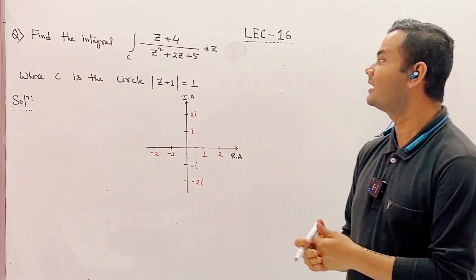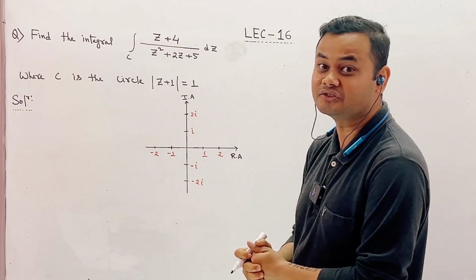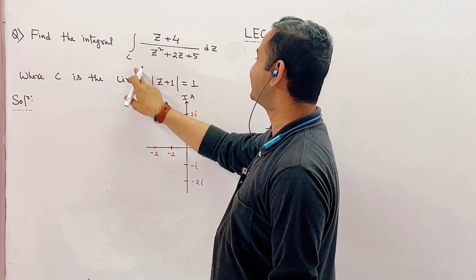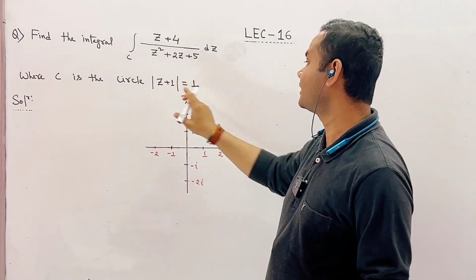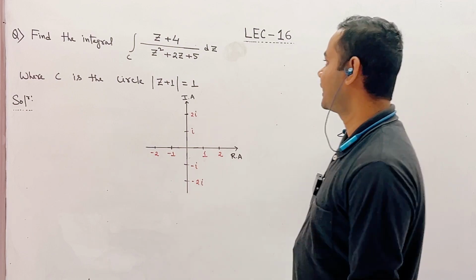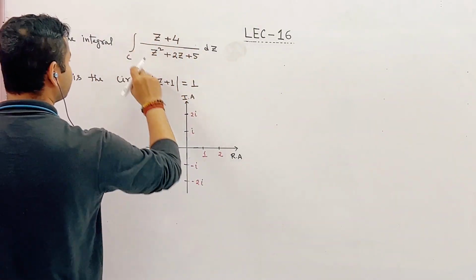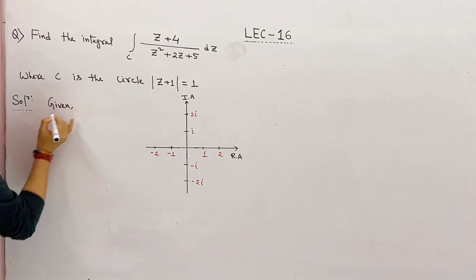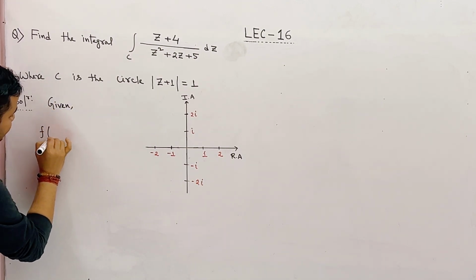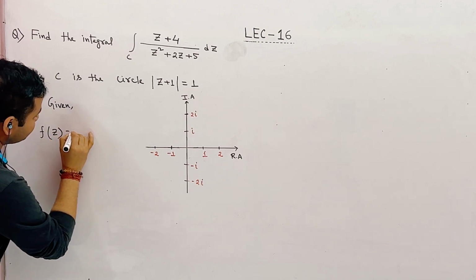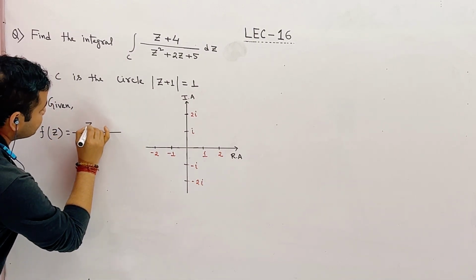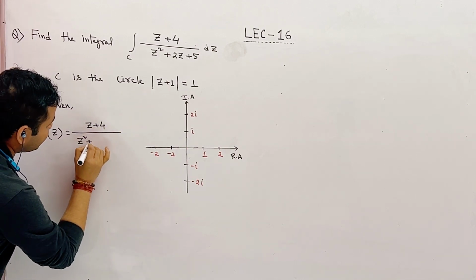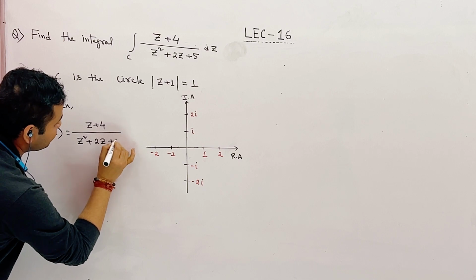Next, let me solve this second problem, and according to this problem we have to find out the value of this integral where C is the circle modulus of z plus 1 equal to 1. So, according to this problem f of z equal to this one. So, given f of z is equal to z plus 4 divided by z square plus twice z plus 5.